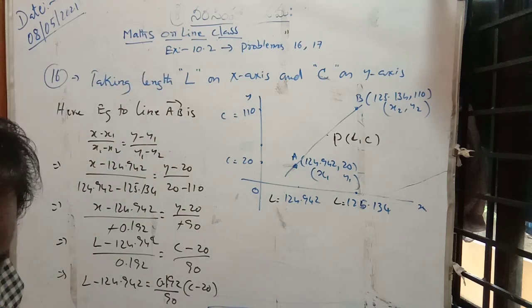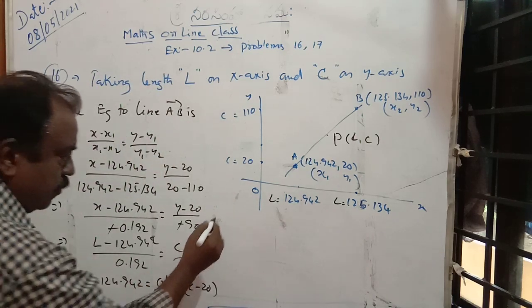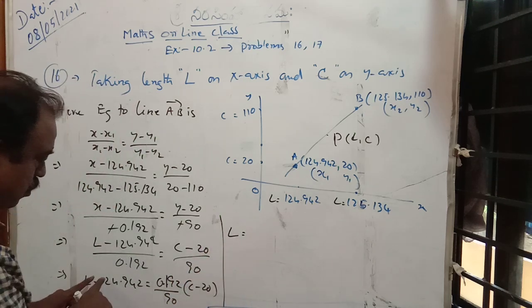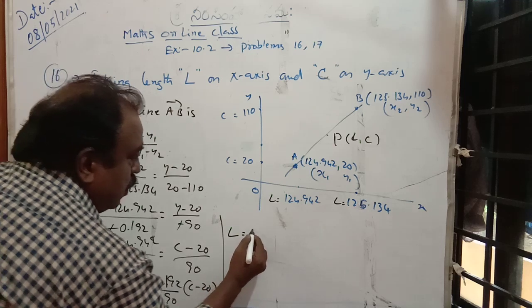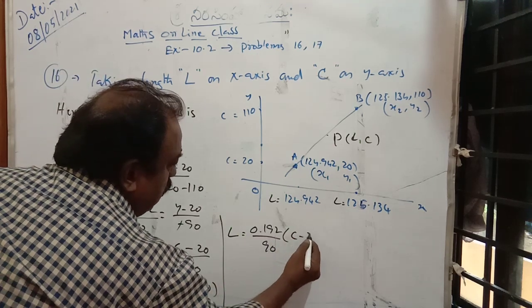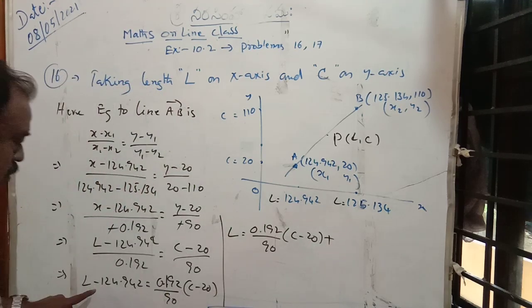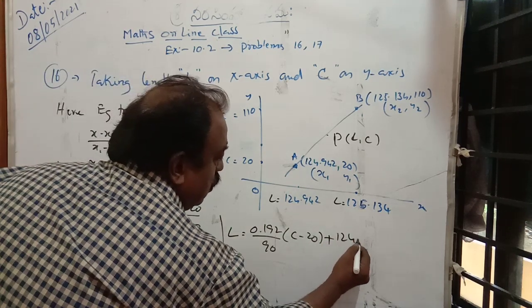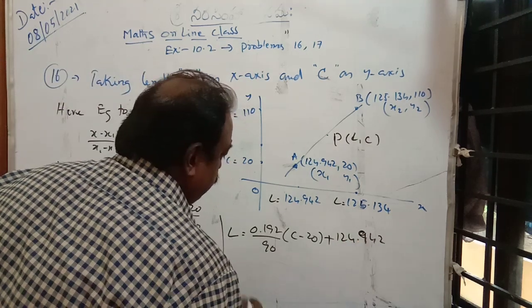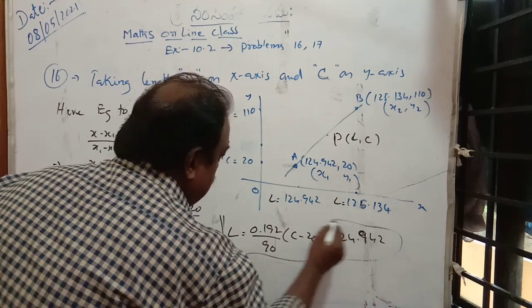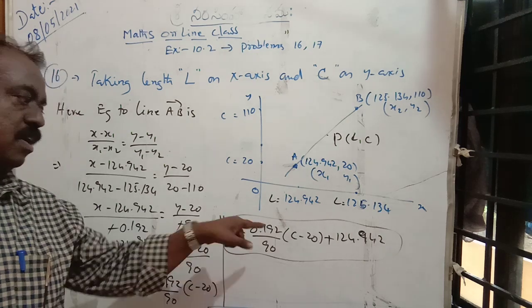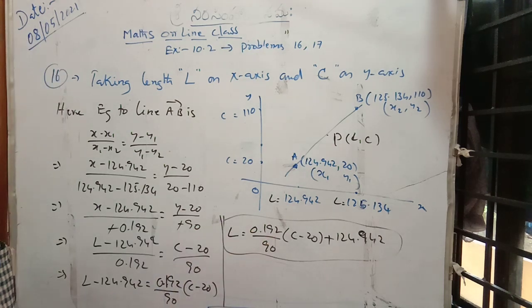You see the continuation. Here we are asked only L. L is equal to, this value goes to that side, it is 0.192 by 90 of C minus 20 plus 24.942. Okay? This is asked. The length L is in terms of C, the temperature in Celsius.